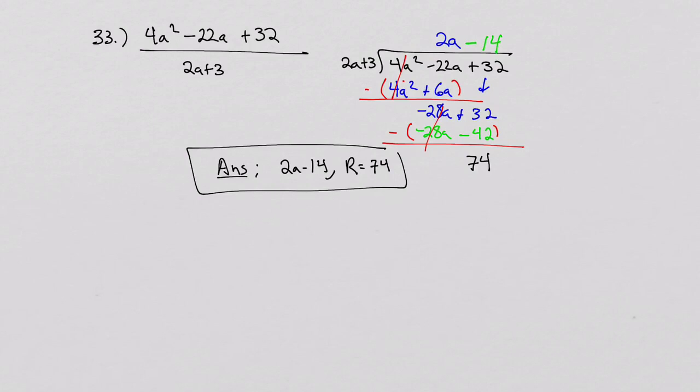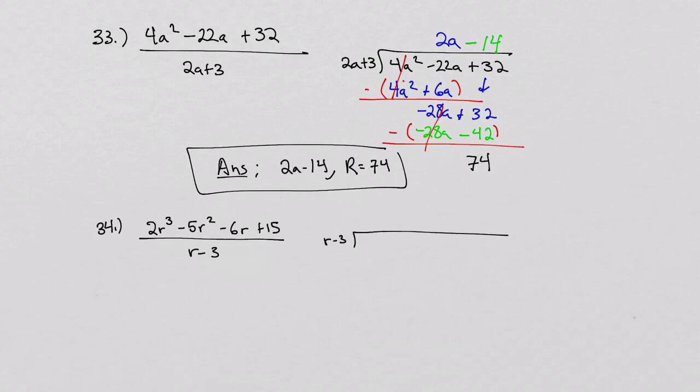Number 34 is a little bit longer because it's 2r cubed minus 5r squared minus 6r plus 15 divided by r minus 3. So we've got a quadnomial here. There's 4 terms instead of 3 terms up here. But it's going to be done the same way with polynomial long division. So r minus 3 is our divisor. We're going into our dividend, 2r cubed minus 5r squared minus 6r plus 15.